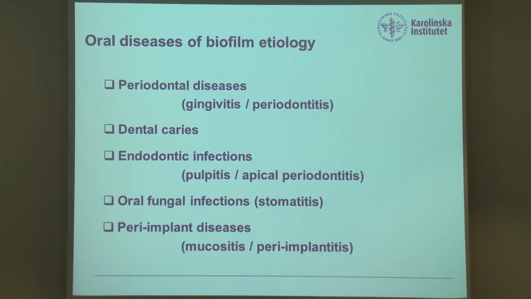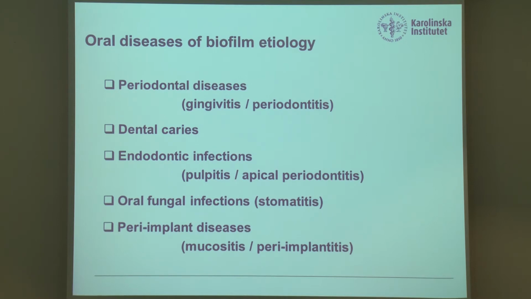The most common oral diseases are actually of biofilm etiology. We have periodontal diseases, gingivitis and periodontitis. Gingivitis is the first initial inflammation of the tooth surrounding gingival tissue. If gingivitis, or if the inflammation, progresses deeper into the periodontal tissue, that would cause its destruction and lead to periodontitis. We have also dental caries. Dental caries is the result of the demineralization of the hard tissues of the tooth as a result of acids produced by bacteria in the biofilm that are able to ferment carbohydrates.